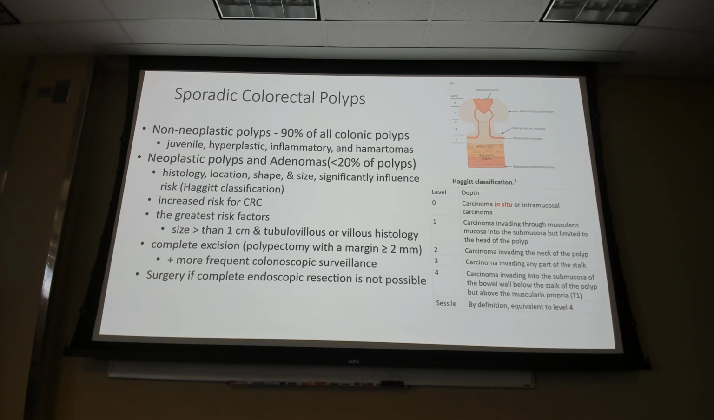And then what we get concerned about is anything that's large, so over a centimeter is going to be a concern, and certain histology is concerning as well, which is not something you guys need to memorize. Just understand that we need to do a polypectomy, that these patients need to be screened and sent to pathology, and then they may or may not require a surgical resection if it is confirmed to be cancer.